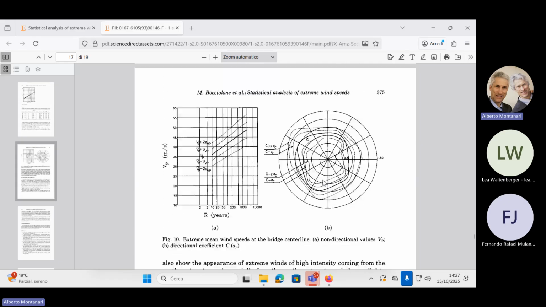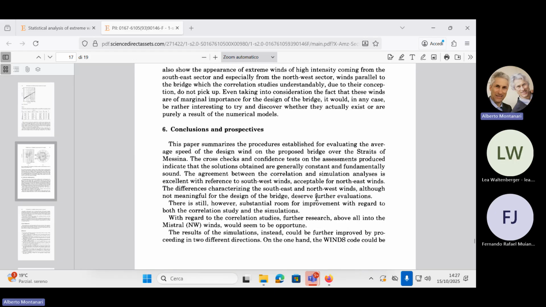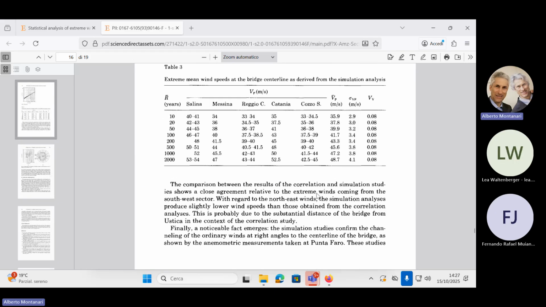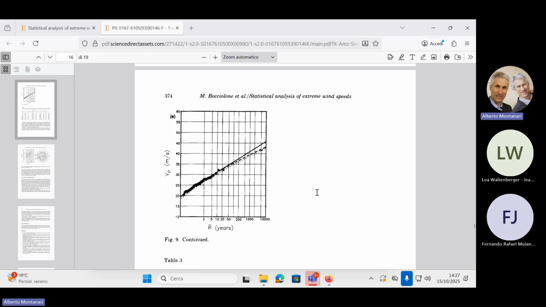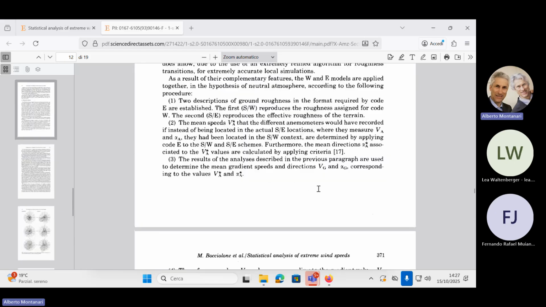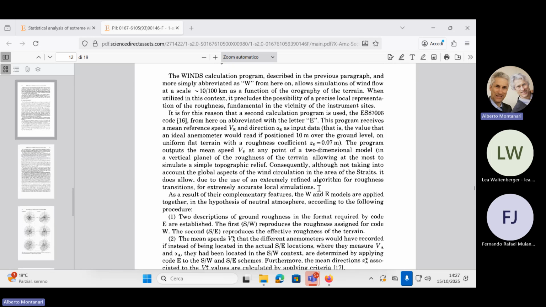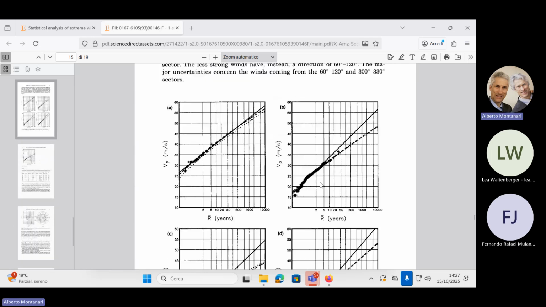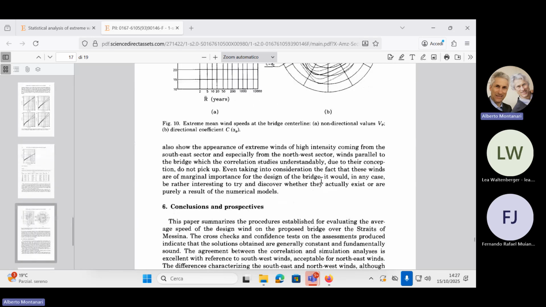Okay, and then let's see if there is a comparison. This is the windrows, I think, for the bridge center line. And no, the results are simulation. Just one second, I want to see if there is the result from correlation. Probably it's reported later. Let's see conclusions.